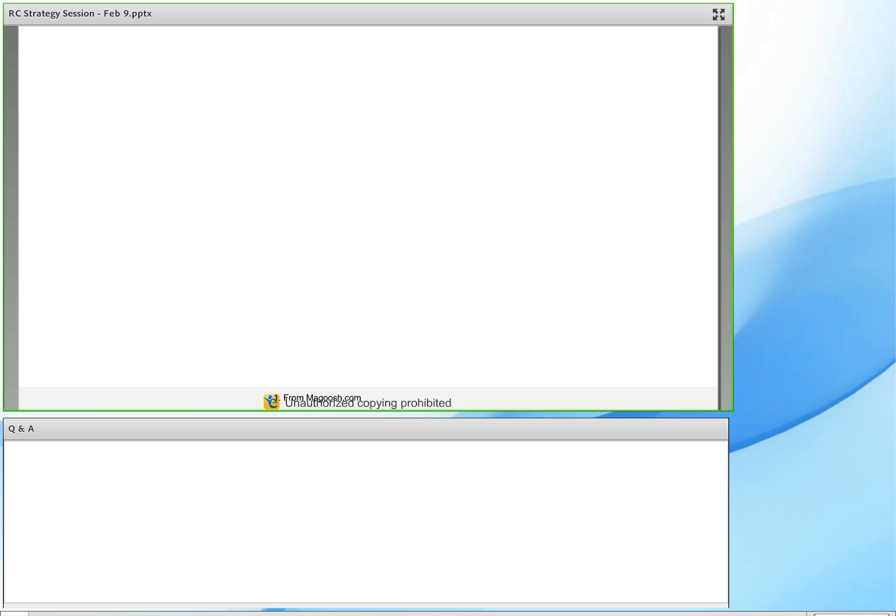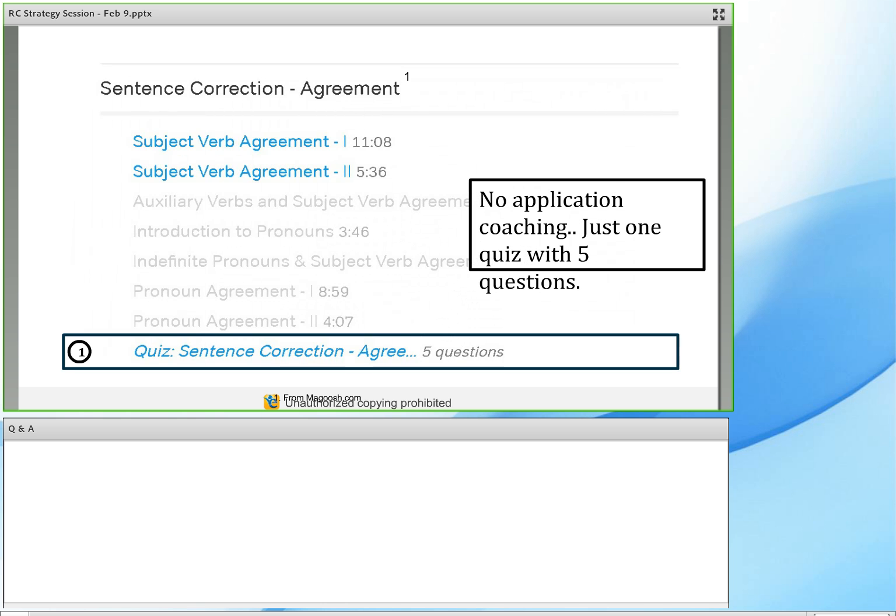When you look at the Magoosh course, what you rarely see is just one quiz. There's no score provided to you. It's a quiz with 5 questions that caters to not just subject verb, but also to auxiliary verbs, pronouns as well. Again, the goal here is not to give you feedback, but just to provide you with practice.